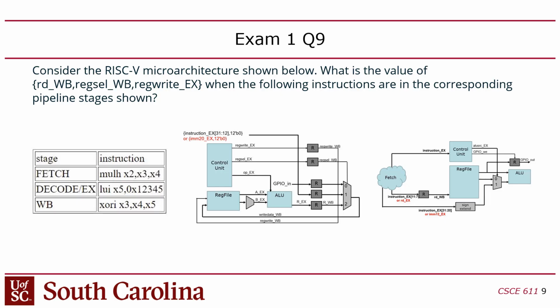Reg select WB, again, it's referring to the XORI, and that would be, I guess, 2, right? Because it's the output of the ALU that you're writing back for an XORI. And reg write EX would be a 1 because there's an LUI in the EX stage, and the LUI does write to the register file.